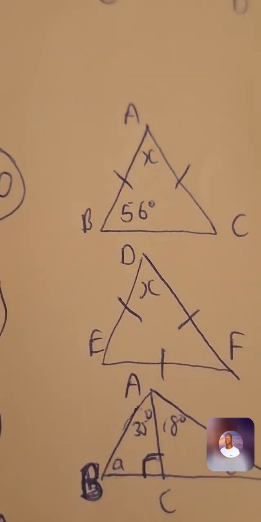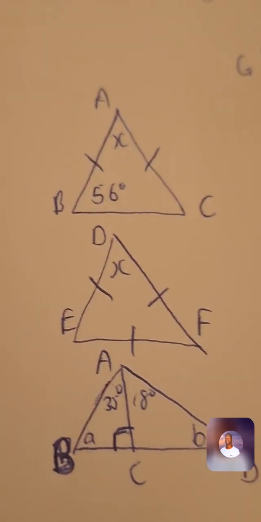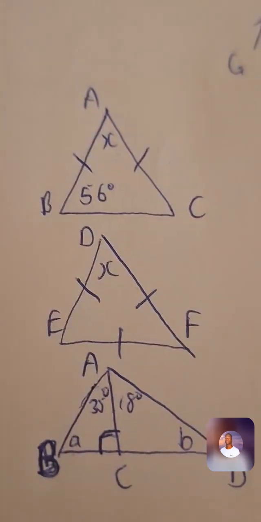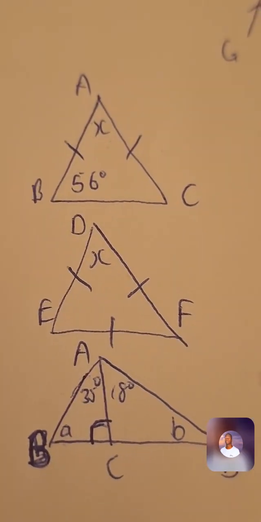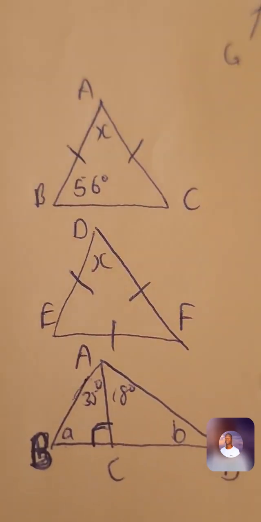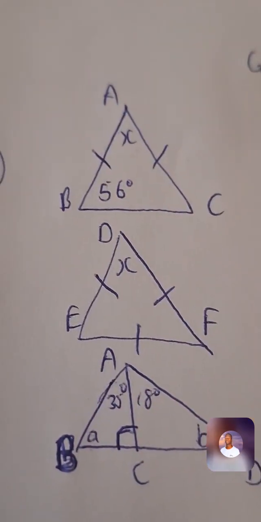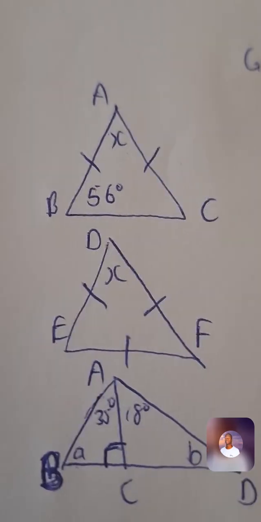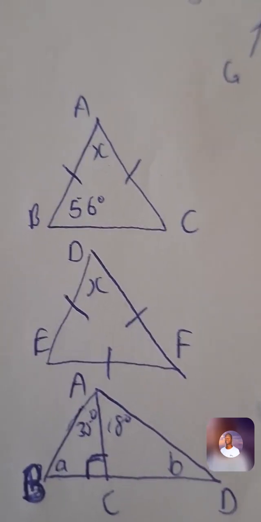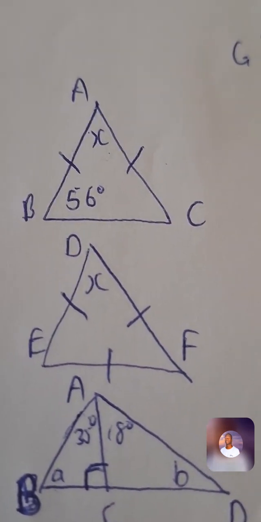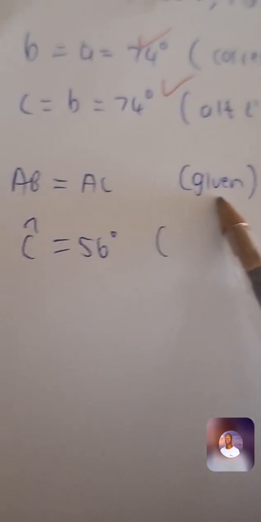Which means angle C is 56 degrees. What's the reason? The reason is AB is equal to AC, those lines that are crossed. But I need a stronger reason than that. There's the acceptable reason document. So what I said is AB is equal to AC, that's given. Now I'm saying angle C is equal to 56 degrees. I need a reason.